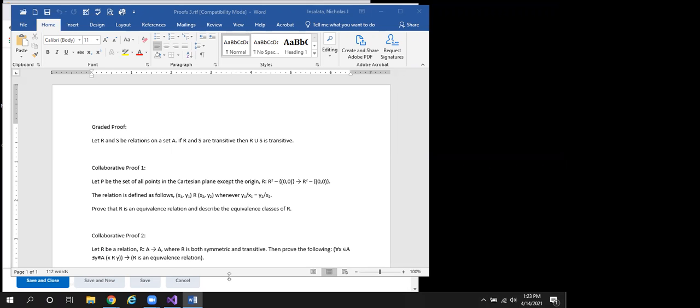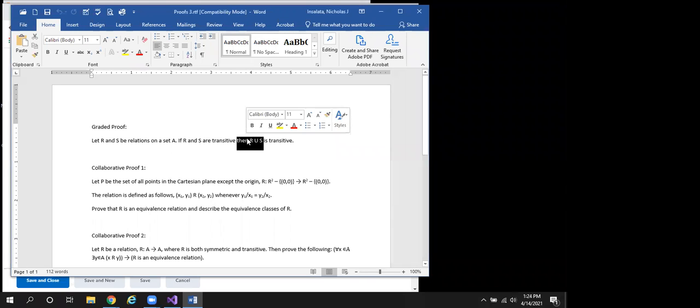Okay, so let me give you an example here. It's not saying that the composition is transitive. It's saying that the union is transitive, right? So this is supposed to be R union S. Each relation is really just a set, a set of pairs. And so if you take the union of these two sets, is that also going to be transitive? So let me draw you a little picture.